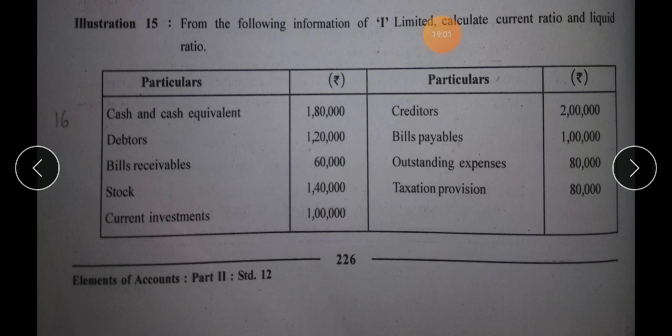Okay? Fine. So we are talking about current assets firstly. Cash and cash equivalent. Yes. Debtors. Yes. Bills receivable. Yes. Stock. Yes, it is a part of current assets. Current investments, of course, it is a part of current assets. Creditors, bills payable, outstanding expense, taxation, provision. All of these are current liabilities. So simply current assets is all of this. The total of this is the total of current assets. Let us see.